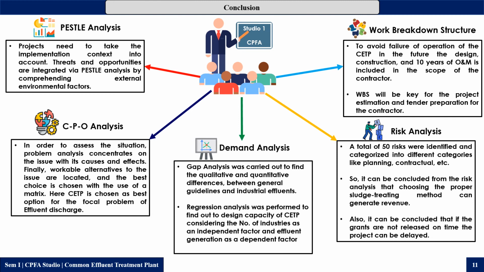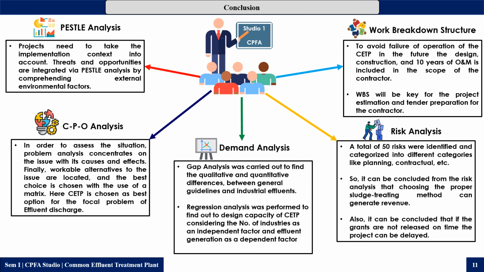Then, the conclusion derived from the demand analysis is the gap analysis. From the gap analysis, it was found out that the qualitative and quantitative difference between the general guidelines and industrial effluents is huge. From the regression analysis, we find out that the plant should be designed for 30 MLD and ultimate capacity should be kept at 45 MLD. From the risk analysis, we have found a total of 50 risks, and among the 50 risks, we have found that 3 risks are an opportunity or say have a positive impact on the project.